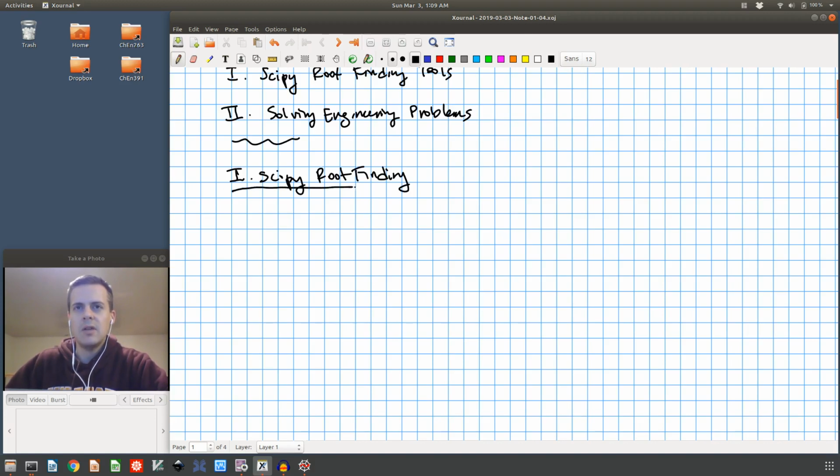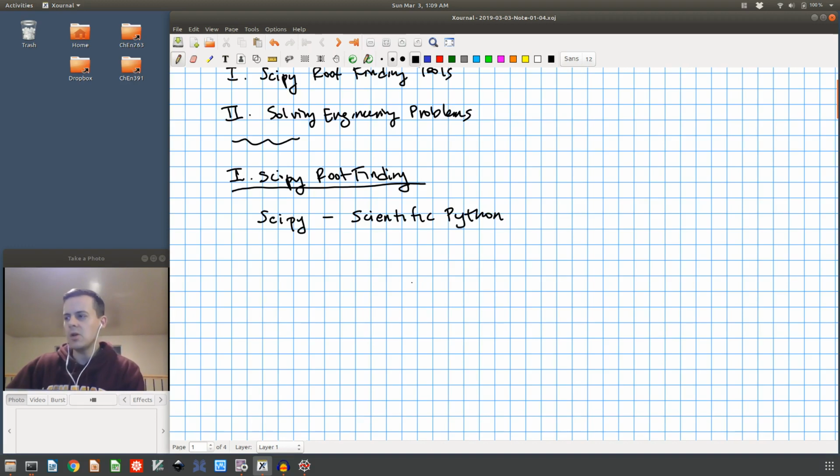This maybe isn't my best handwriting day. SciPy root finding. Okay, so SciPy, S-C-I-P-Y, stands for Scientific Python. And the submodule we're going to be interested in is called optimize. We will talk more about optimization methods next time, and connect that to nonlinear equations, so maybe that will help you understand why it's in the optimize category, or why the name.